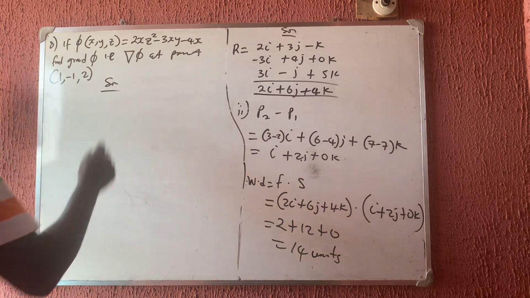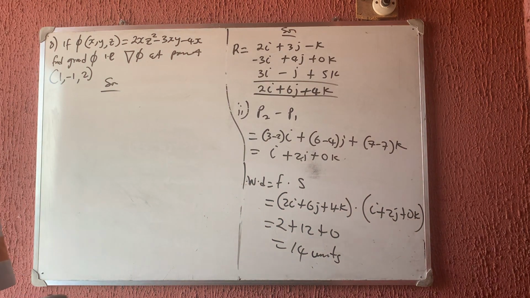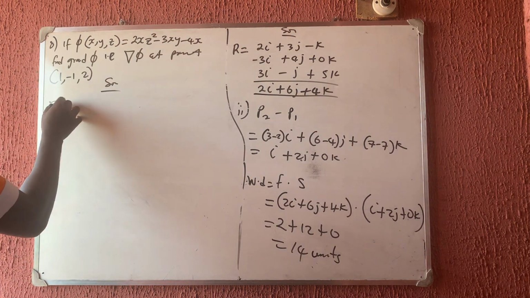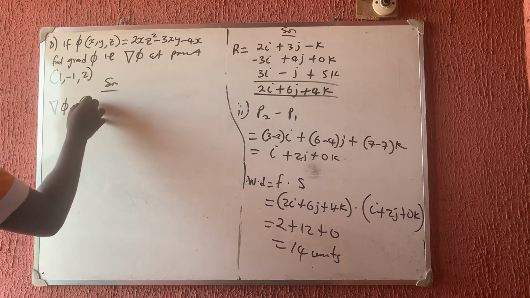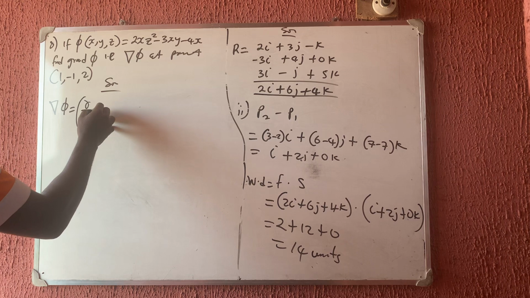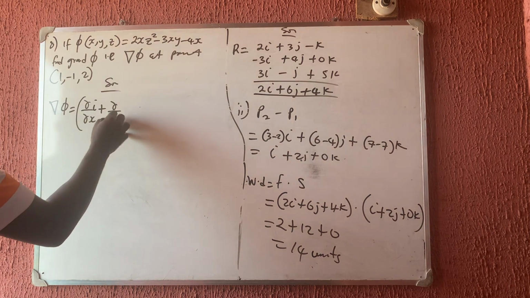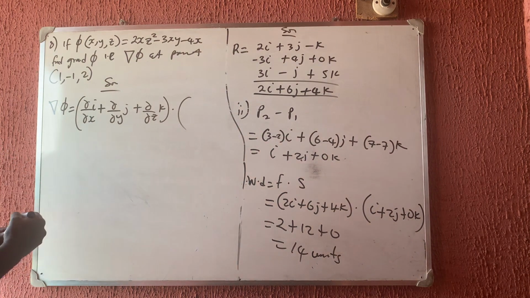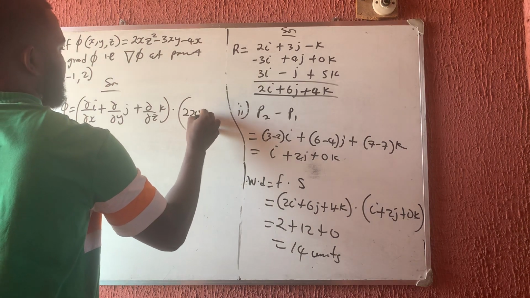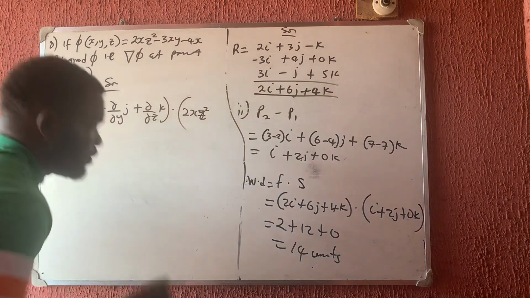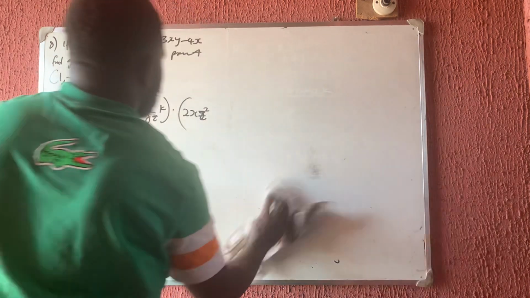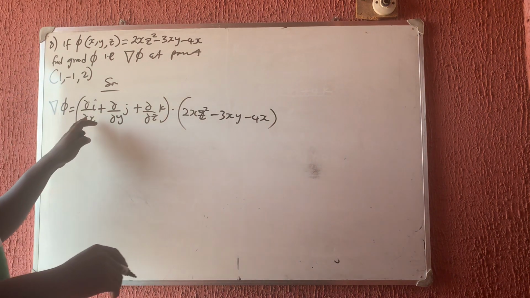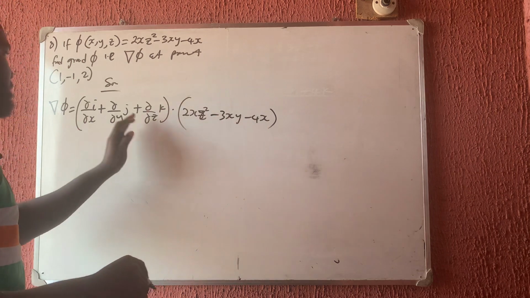Okay, solution. I told you that gradient means when this thing multiplies a scalar. You see that there is no ijk here, so it's a scalar. Grad phi is equal to, what is the meaning of grad? Grad means partial x i plus partial y j plus partial z k, being multiplied by my 2xz squared minus 3xy minus 4x. Now this will multiply this, and this will equally multiply this, and this will equally multiply this.